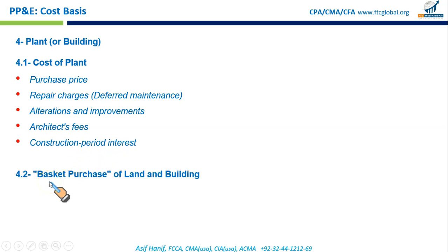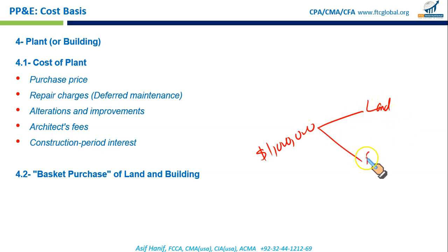And then it says another topic under the title plant or building, basket purchase of land and building. Basket purchase basically means buying both land and building together for a single price. So to allocate the purchase price between the land and building, let's say we acquire a building and land together for an amount of $1 million. Now we need to allocate this between land and building. So how do we do that?